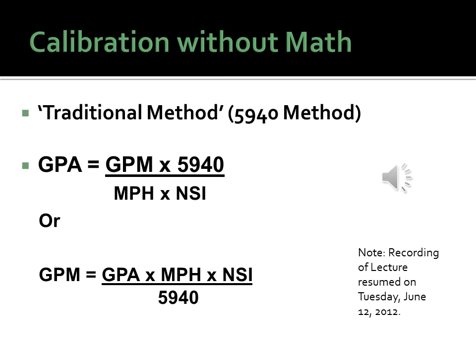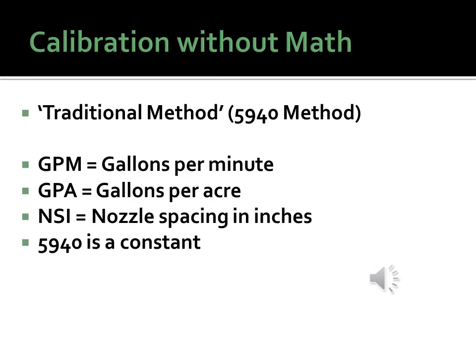Or we can calculate this method for gallons per minute: gallons per acre times miles per hour times nozzle spacing in inches divided by 5940. And here we know that GPM is gallons per minute, GPA is gallons per acre, NSI is your nozzle spacing in inches, and 5940 is a constant.